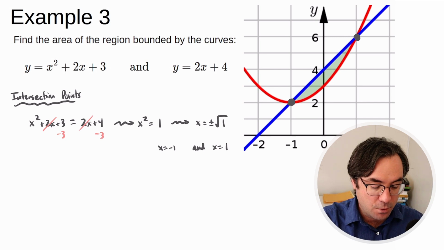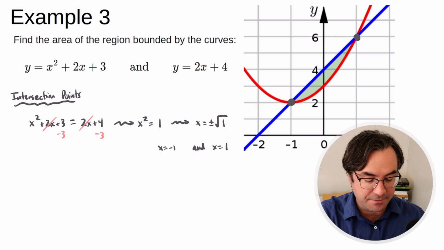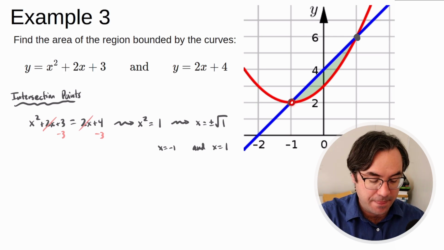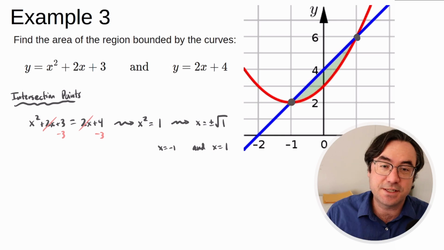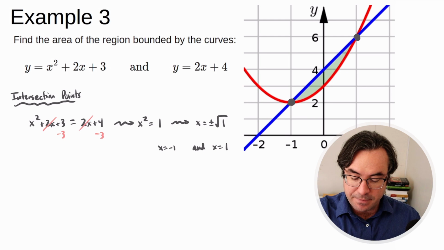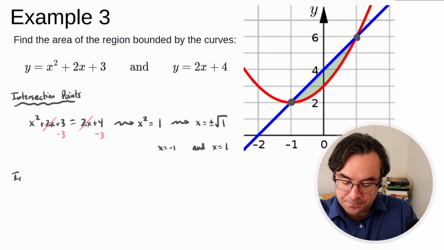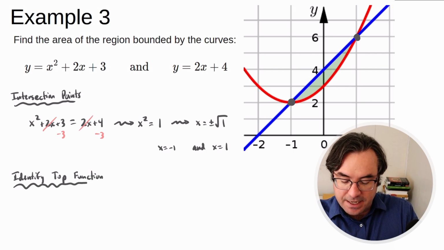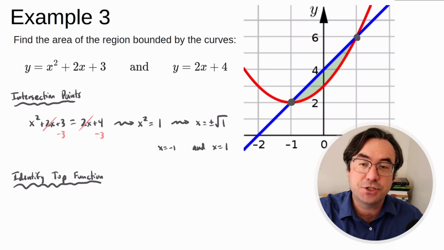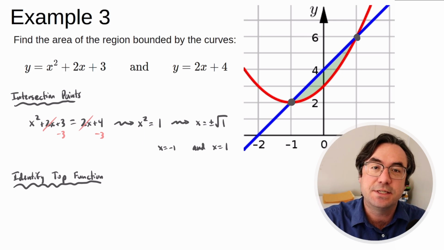All right, so we're going from one intersection point to the other, and we're going to start with -1. Essentially we're just getting the area for this region, so we're going to set up our integral. Now, before we do that, it's kind of clear because we have the graph here. But if you don't have the graph, or if you want to check it, another step before you set up the integration is to identify the top function.